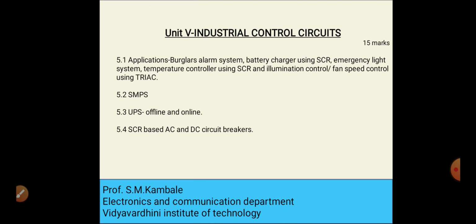Now the fourth one is SCR based AC and DC circuit breakers. If a large amount of power, voltage, or current occurs in the system, then there should be breakers which will protect the device. There are two types basically, one is AC circuit breaker and second is DC circuit breaker. Now this is the whole of unit number 5, industrial control circuits, which is 15 marks.